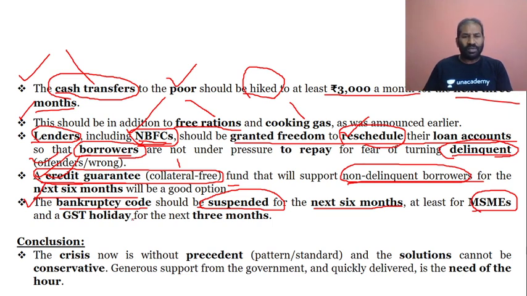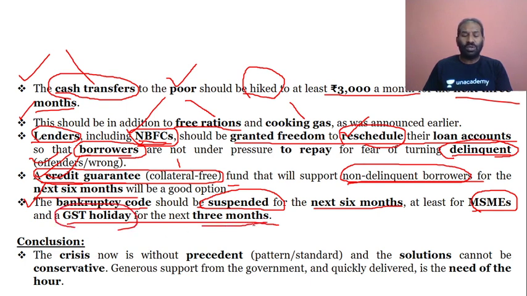Micro, small and medium enterprises, the bankruptcy code should be suspended, and there has to be a GST holiday for 3 months. What is this GST holiday? Individuals, business organizations or institutions have to file GST returns, so there has to be a holiday. What does holiday mean in economic terms? It means there could be a delay of a day, a couple of days, or a week. Generally it is a holiday, that means you are giving an extension. The government is a little lenient on it, so there has to be a GST holiday for the next 3 months.